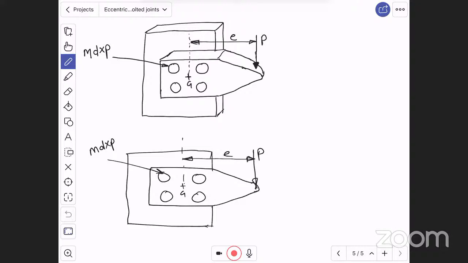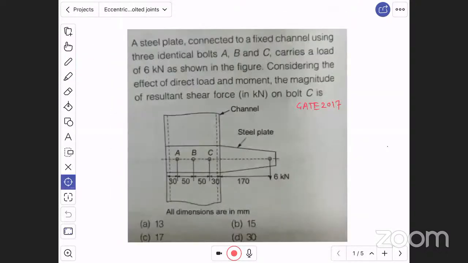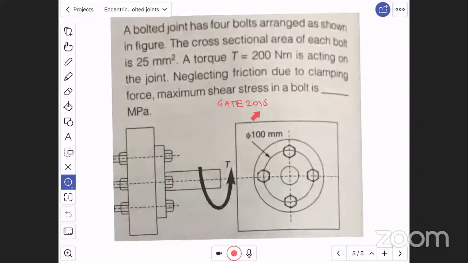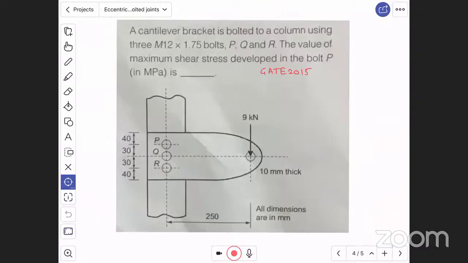In this lecture, we are going to see eccentrically loaded bolted joint. We are going to see previous year numericals on eccentrically loaded bolted joint. The first question we will see was asked in GATE 2017. After that, we will see the GATE 2007 question, then GATE 2016, and then GATE 2015. Very important questions and very good quality questions, right?